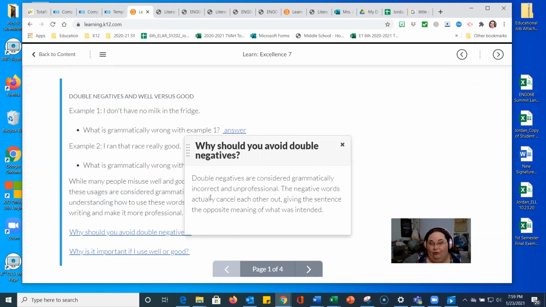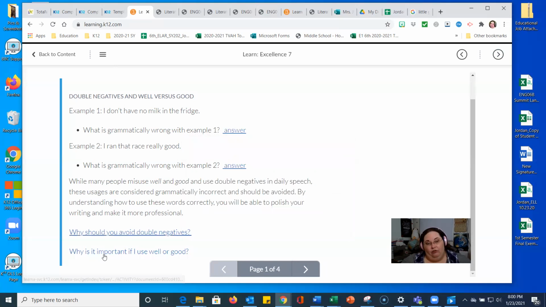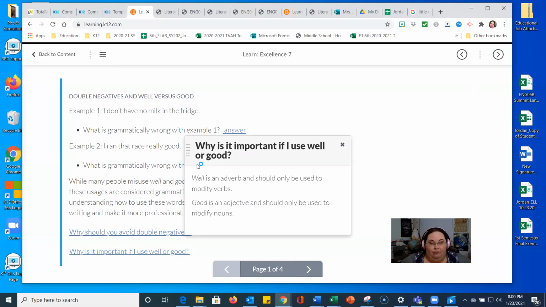Double negatives are considered grammatically incorrect and unprofessional. The negative words actually cancel each other out, giving the sentence the opposite meaning of what it was intended. This is why a lot of Southern people get the stereotype that they're uneducated and ignorant because, in their common speech, they will use double negatives or misuse the words good and well. So, especially if you want to impress somebody, watch those double negatives and the use of good and well.